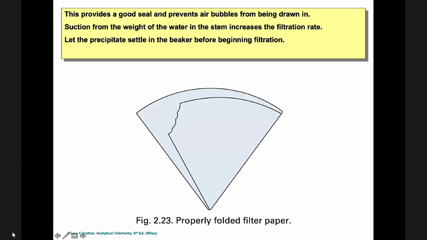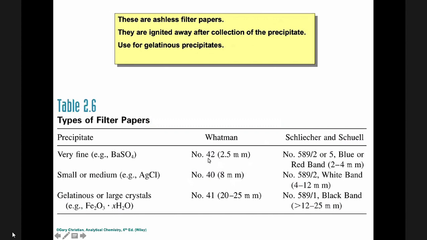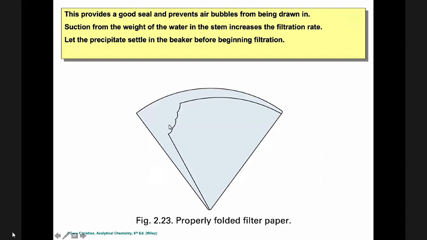Okay, so this is a properly folded filter paper. Unlike ordinary filter paper, this is used because you are applying it to analytical methods. This type of folding provides a good seal and prevents air bubbles from being drawn in. So there is a reason why we have to fold it like this. Suction from the weight of the water in the stem increases the filtration rate. Let the precipitate settle in the beaker before beginning the filtration process.